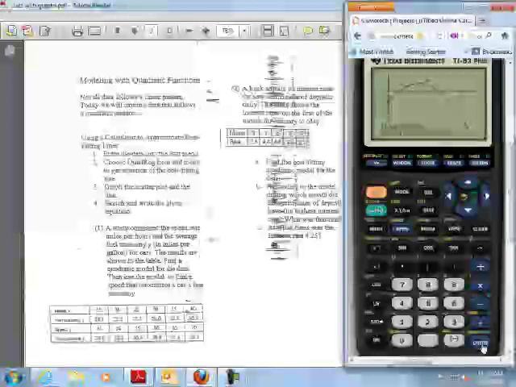Then we want the second answer as well, and we find it in the same way. So we're going to go second, trace, choose the intersect option. First curve, second curve, you can just hit enter, but then when it says guess, move yourself closer to that second answer and hit enter. And we get about 2.5 or 2.6 there. And again, since it says times, it's okay to give that decimal answer. If it said during what month, we would want to say that that's actually halfway through March. Questions?